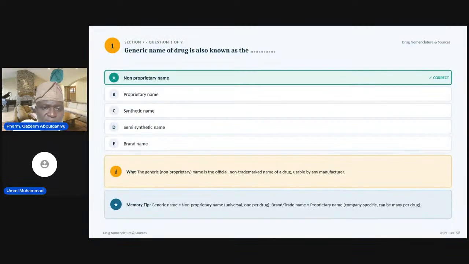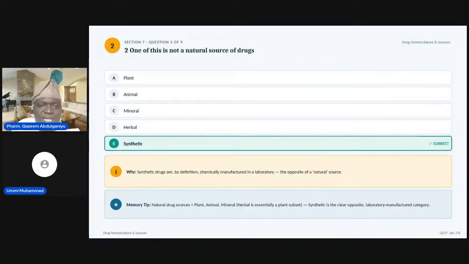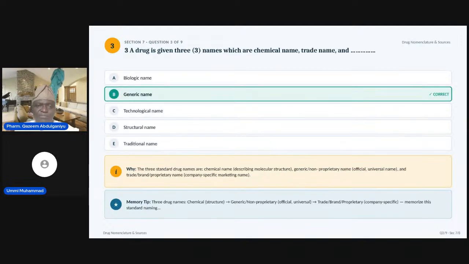So I go to the next stage, which has to do with the name of the drug. Generic name of a drug is also known as the non-proprietary name. And then the next one is, one of these is not a natural source of drug. Natural source: plant is natural, animal is natural, mineral is natural, herbal is natural. Of course, when you say synthetic, we're already saying we want to prepare it chemically. That's what it means. So it's not natural anymore.